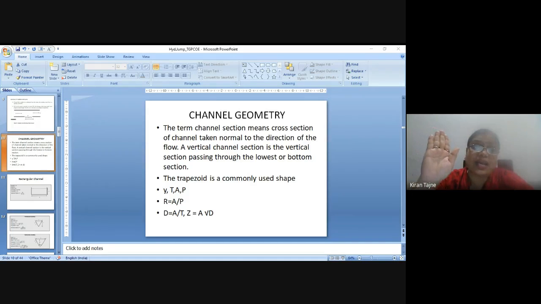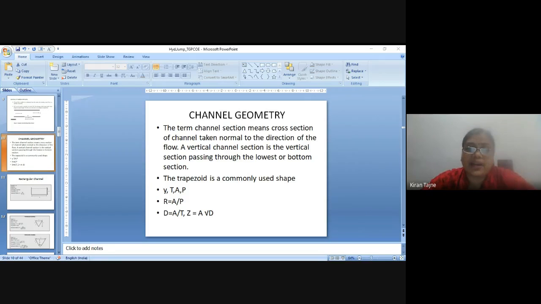Then capital R is the hydraulic radius. It is the ratio of water area to the wetted perimeter. R is equal to A by P, where A is the cross-sectional area and capital P is the wetted perimeter. Then hydraulic depth is denoted by D. It is the ratio of water area to the top width, capital A upon capital T.